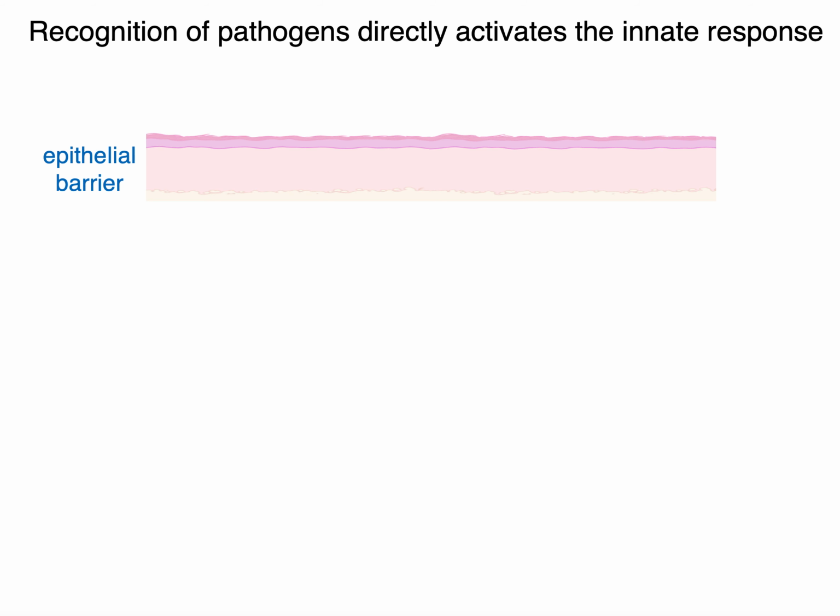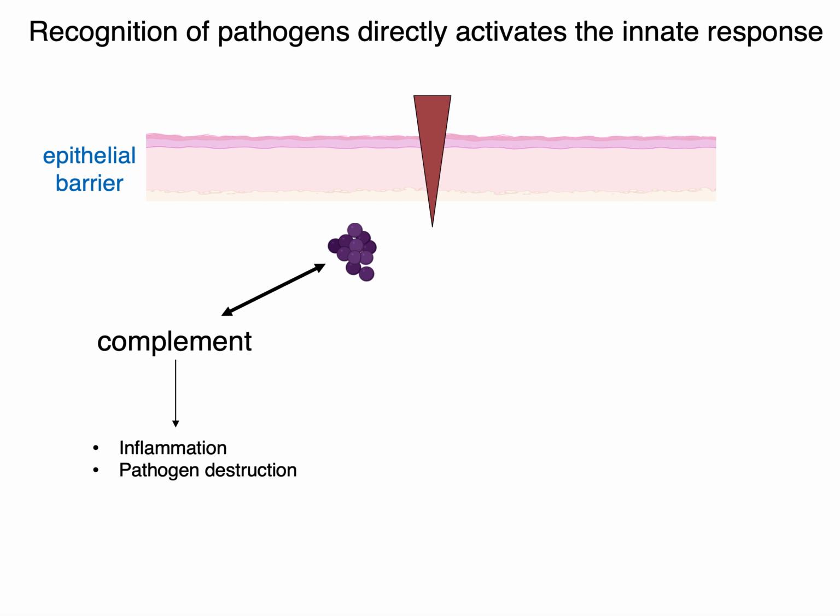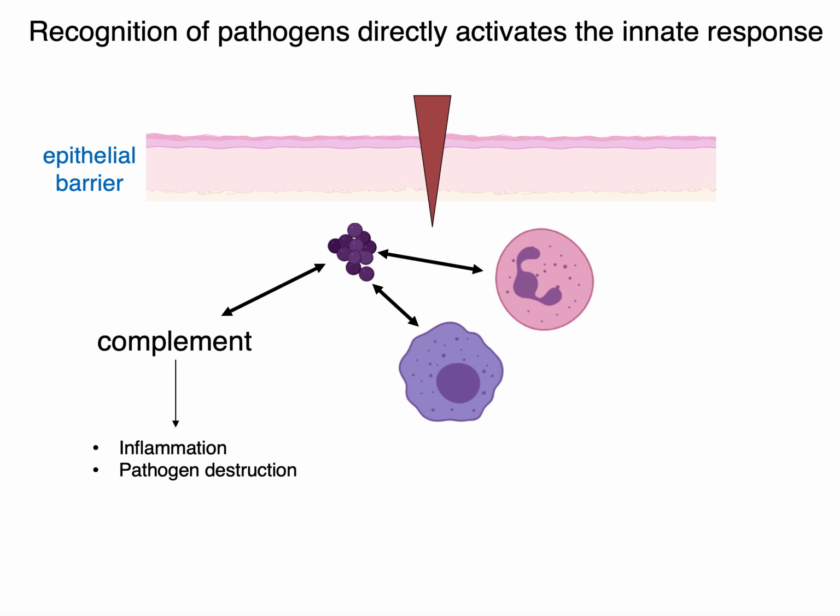So let's imagine an epithelial barrier that has been compromised by a wound or a scratch, and bacteria has been introduced into the tissue. These bacteria can be recognized in a variety of ways. One of those ways is through the activation of complement. Complement proteins can directly recognize bacteria and become activated to induce inflammation and pathogen destruction.